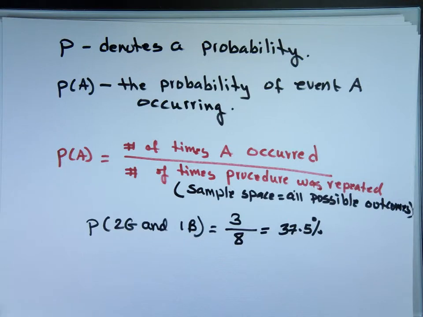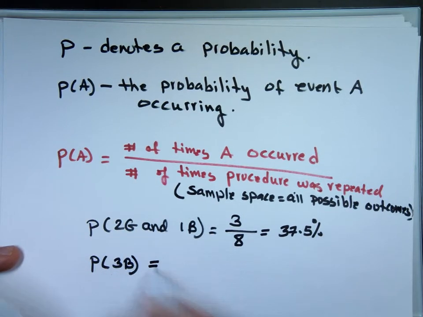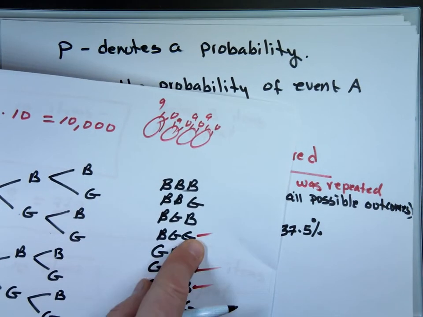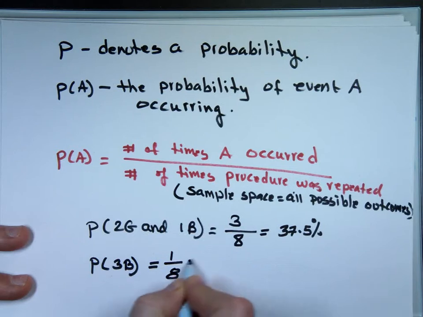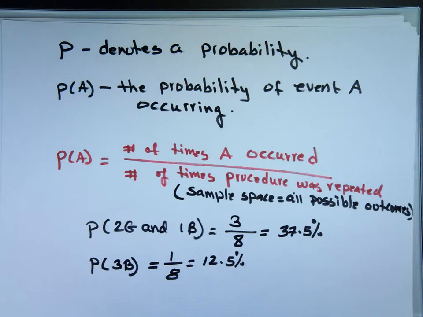What's the probability of having 3 boys? How many cases you have 3 boys? 1 over 8 in this case. Which is 12.5%. So if you're having 3 kids, your chance of having 3 boys, 12.5%. Your chance of having 3 girls, 12.5%.